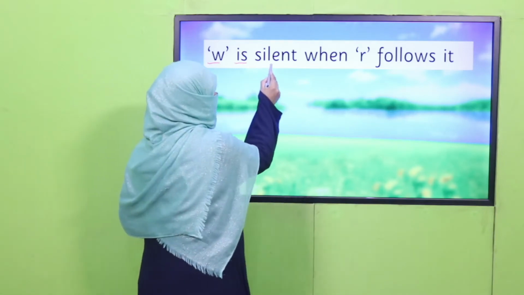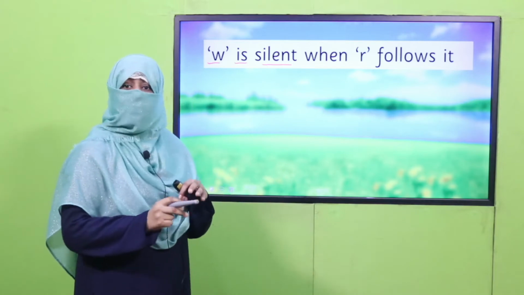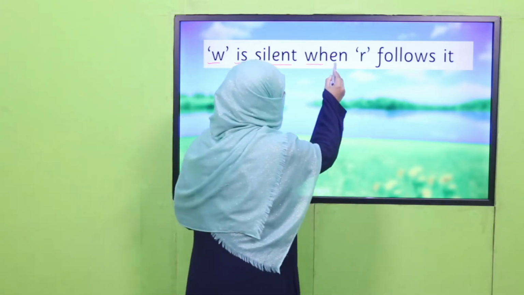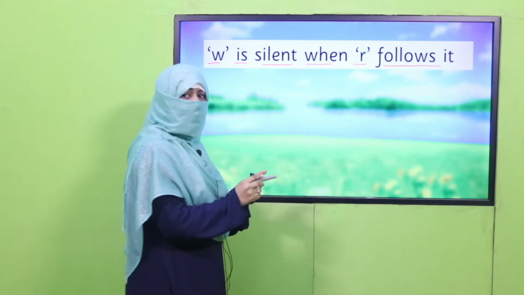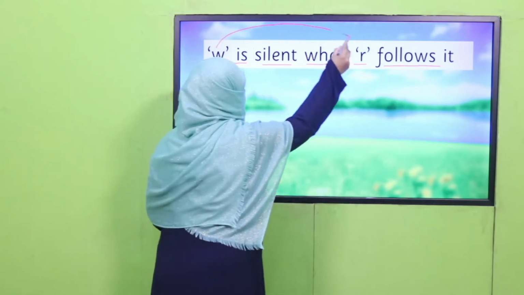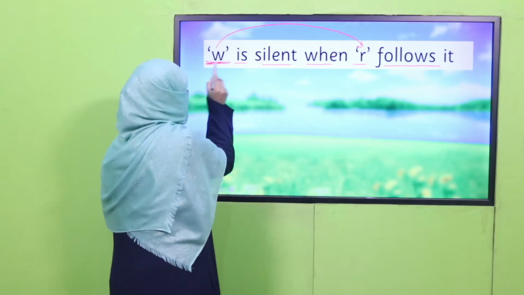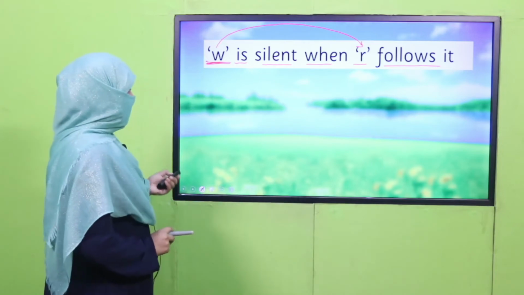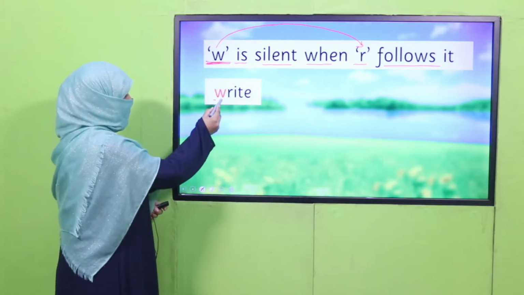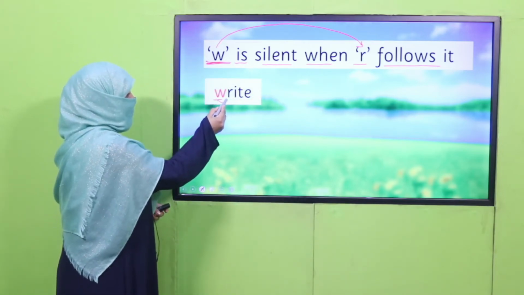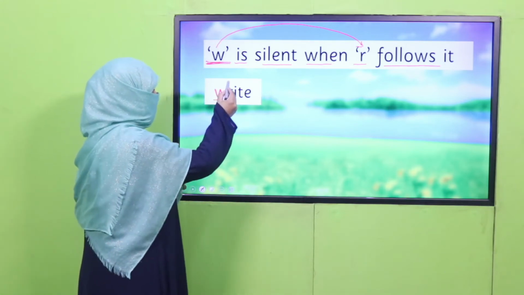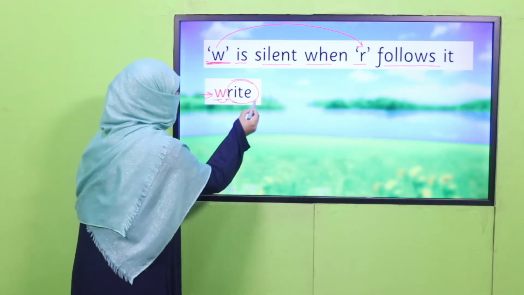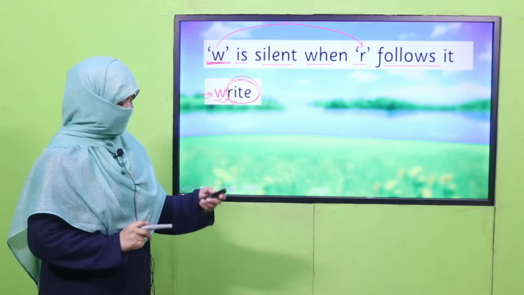W is silent. Now there are a few rules. It's not like they are just silent, there is a reason why they are silent. W is silent when R follows it. Whenever after W you find letter R, you will not say this letter. You will start the word with R. For example, right. This W is there, but right after W there is R. So we will start our word from here and we will say right. Though we write with the W, but we say with R, right.